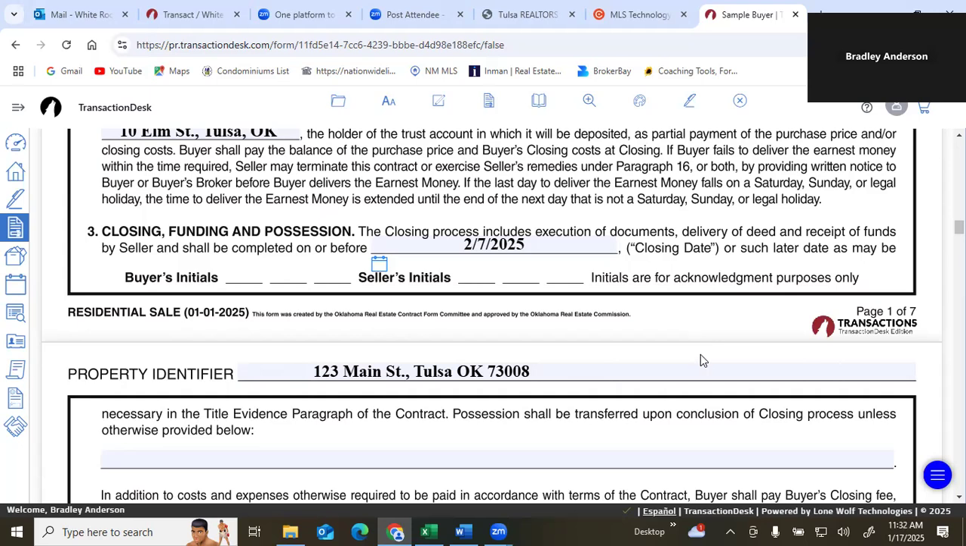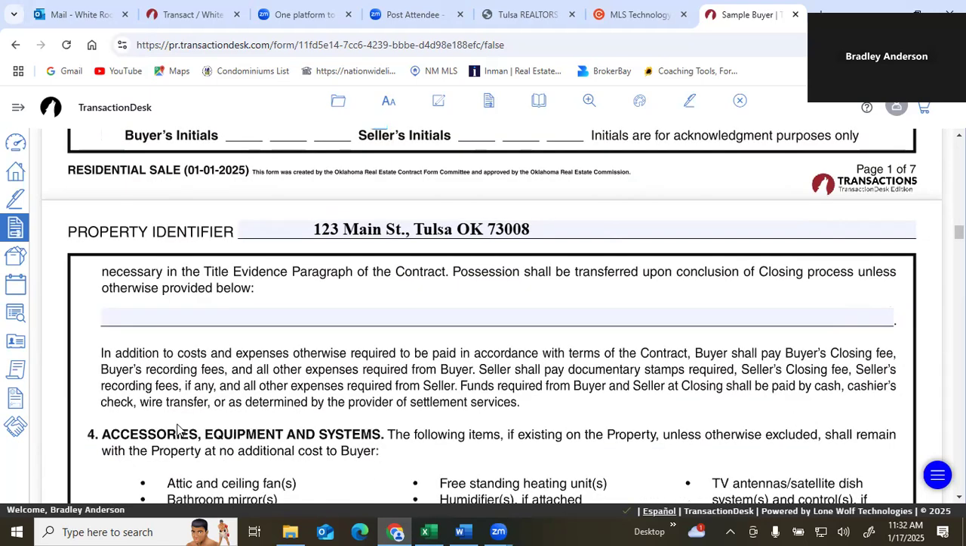Okay, so it then goes on to say possession shall be transferred upon conclusion of closing process unless otherwise provided below. So what might that be? Well, maybe the seller needs 3 days to stay in the home to organize their move, and the buyer has agreed to that. Well, you might put in here, buyer allows seller 3 calendar days from closing to remain in the home. Okay, it could be something like that.